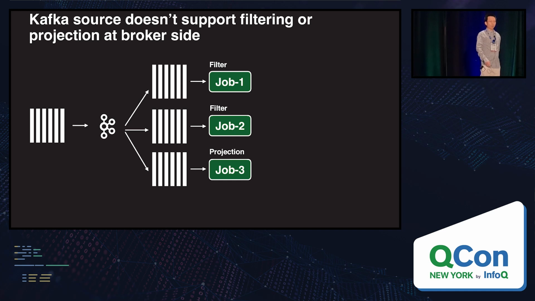Kafka source doesn't provide filtering or projection at the broker side. If we have different consumer jobs interested in different subsets of the data, by filter or projection, all of them have to pull down the big pipe and apply the filter and projection at the consumer side. This is obviously inefficient.